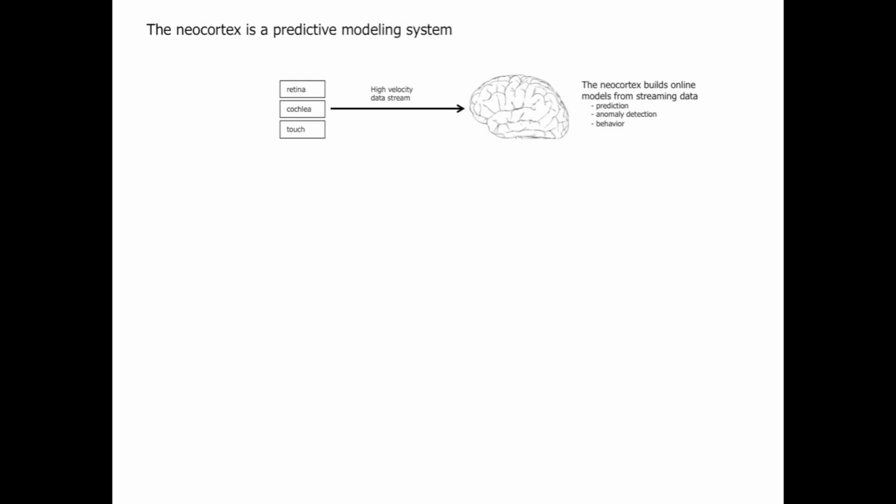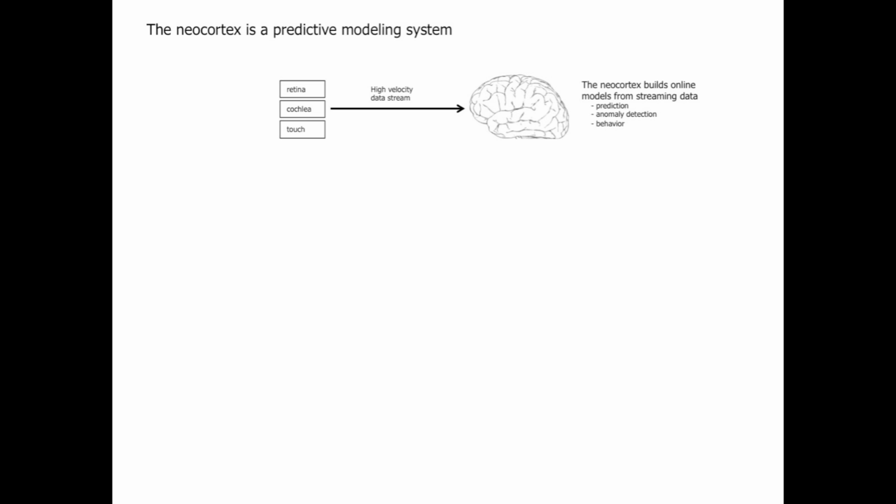Well, it turns out that the brain, the neocortex in particular, is a predictive modeling system. You have some sensors, the retina, cochlea, and touch sensors, which are actually many, many sensors, and they create a high-velocity data stream, which is fed to the neocortex. The neocortex, when you're born, really doesn't know anything, sort of a blank memory structure, if you will. And from the streaming data from your senses, it has to build a model of the world.